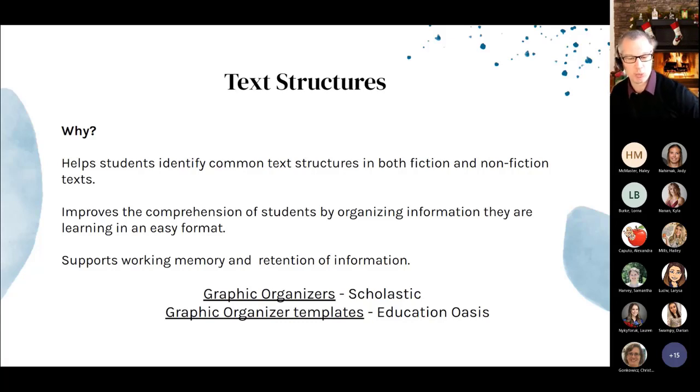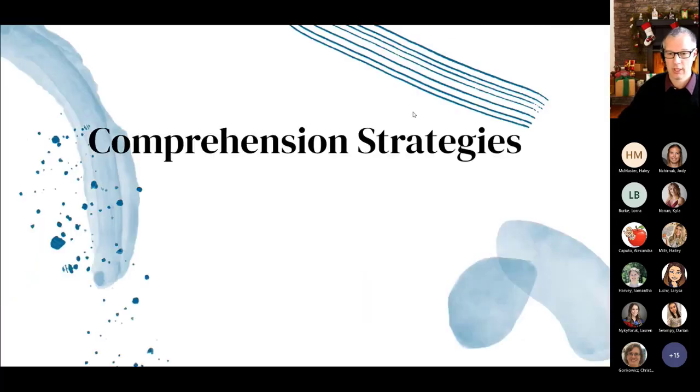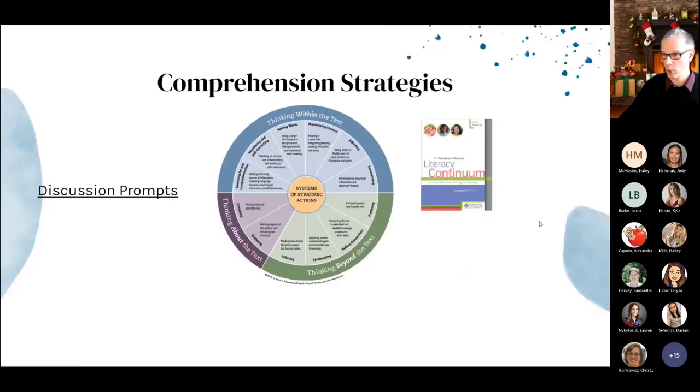There's two sites here that are linked out for you with a whole bunch of graphic organizers that you can look through and possibly use in your own classroom that will help you pull out these text structures in your classroom with your students. Then next, let's get to the comprehension strategies, which probably is what we're most used to and we're probably fairly good at, but it's always good a reminder of best practices out there.